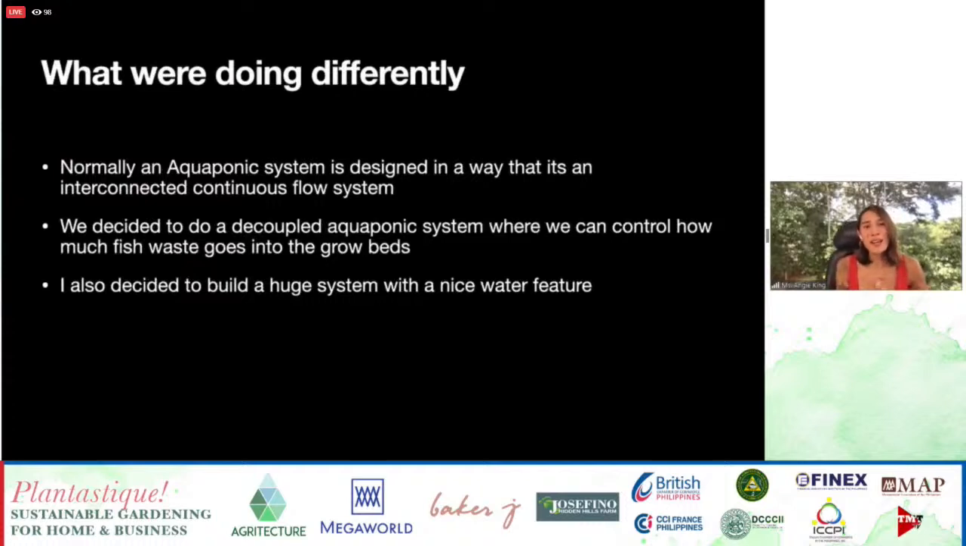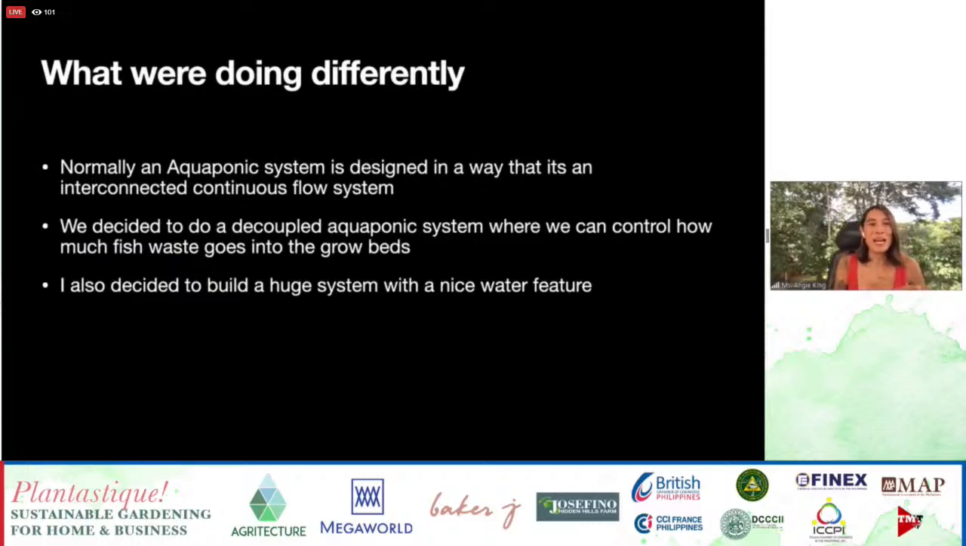So what we're doing differently with our aquaponic system is instead of using a continuous flow system where it's just looped around and around, we actually decoupled the system where we will take the fish waste and actually measure it before we put it into the grow system. That way, if there's a spike in any of the issues on each of the systems, we're able to capture it without killing both. So normally, if you have a spike in something in an aquaponic system, you might end up killing both the fish and the plants, which I've also experienced in my experimentation.